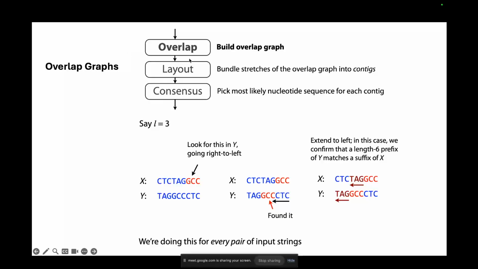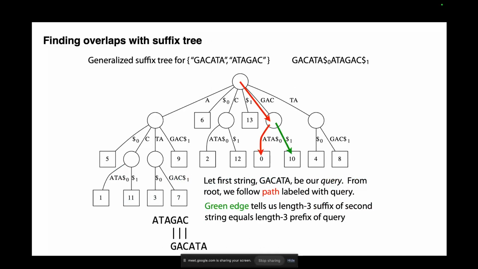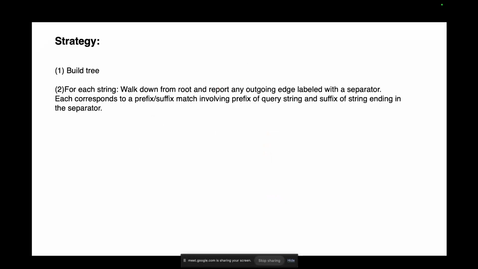Generally the idea for assembly is you have these overlapping reads, you find the overlap, you find the layout of the graph into contigs, and then you pick the most likely nucleotide sequence for each contig, meaning the best path for that, right? And these are different specialized data structures. We discussed suffix trees in the earlier class, but suffix trees can also be used to find these overlaps and create the graphs, right?